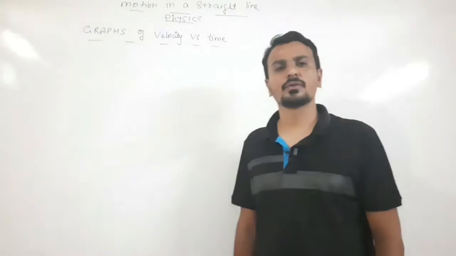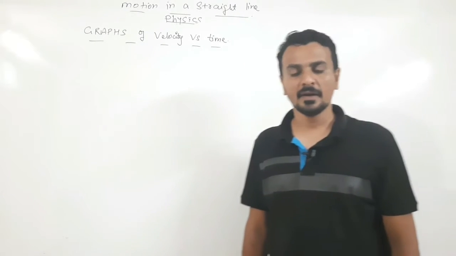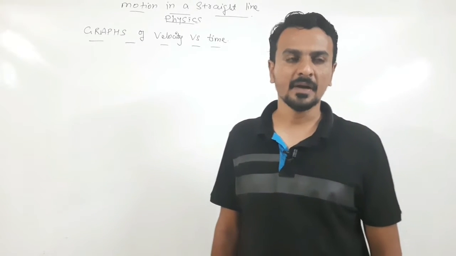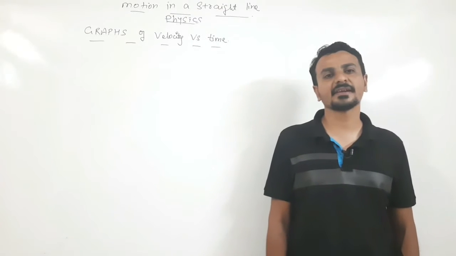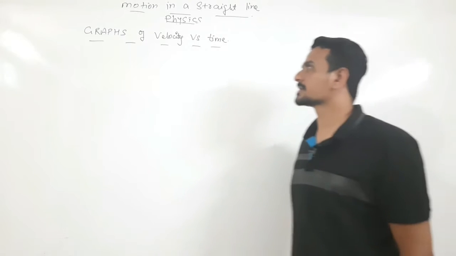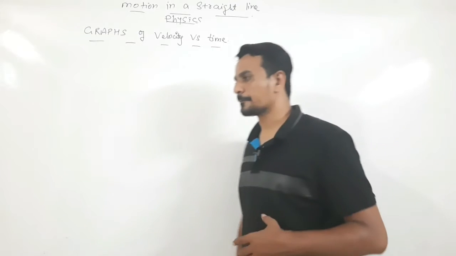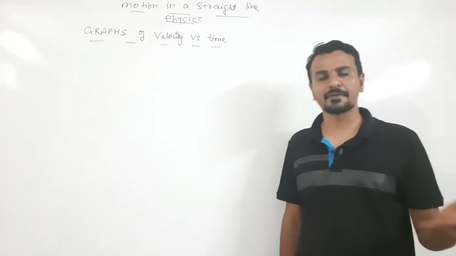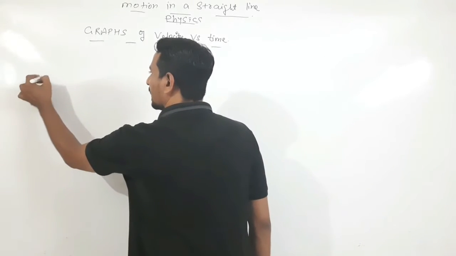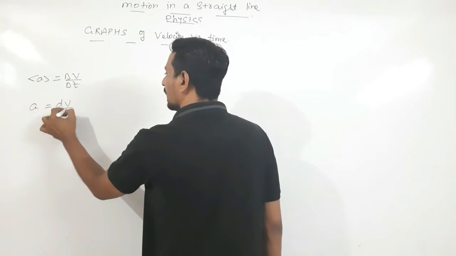So in today's video we are going to discuss the graph of velocity versus time. In the previous videos we had discussed the graph of position-time, and we had calculated average velocity from the slope of the graph. In the same manner, in this lecture we will be discussing the graph of velocity versus time. In the previous video we also saw average acceleration and instantaneous acceleration. Average acceleration is delta v by delta t and instantaneous acceleration was dv by dt.